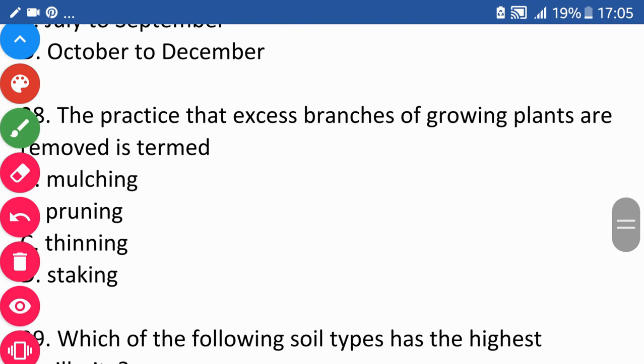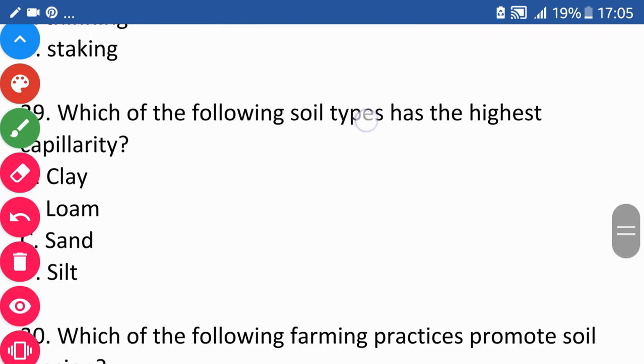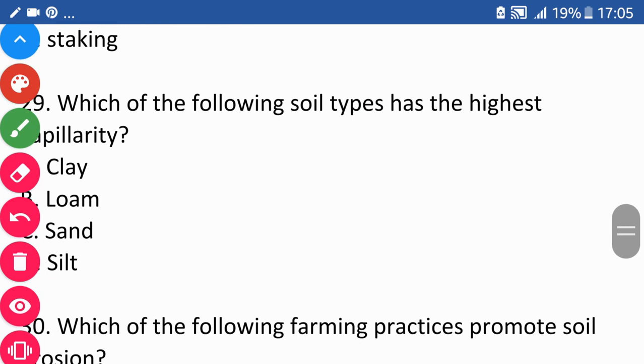28. The practice that excess branches of green plants are removed, known as pruning. Which of the following soil types has the highest capillarity? It means that water can flow through it easily. Sand.